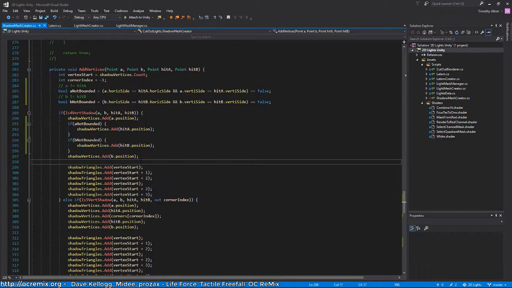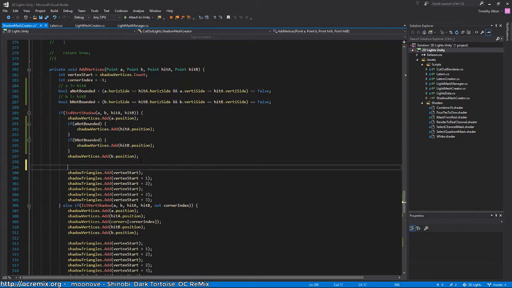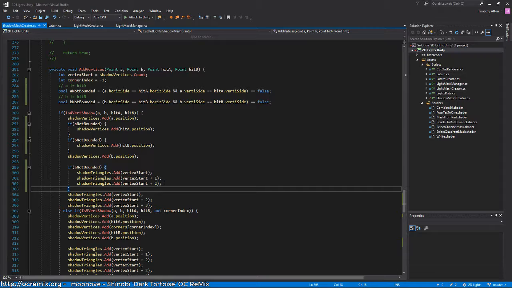Okay, and then how would I... so if they're both bounded, well, that shouldn't ever happen with a 4 vertices shadow. Yeah, so I won't worry about that. So basically, this is the first shadow between A, hit A, and hit B, so this only happens if A is not bounded. Oh, except now I need to change the indexes. How would I do that?